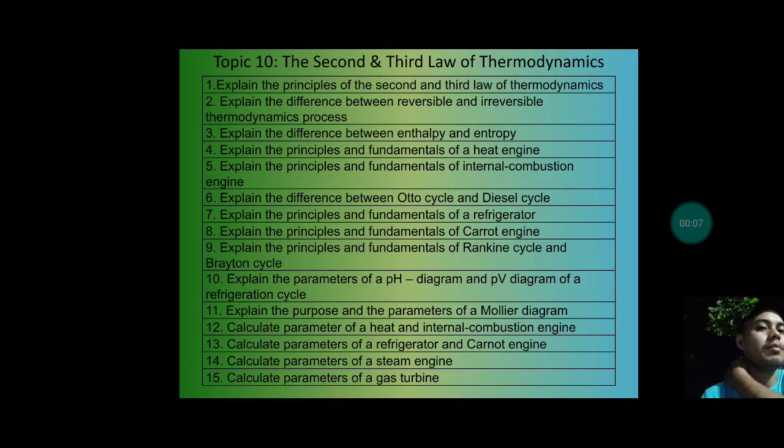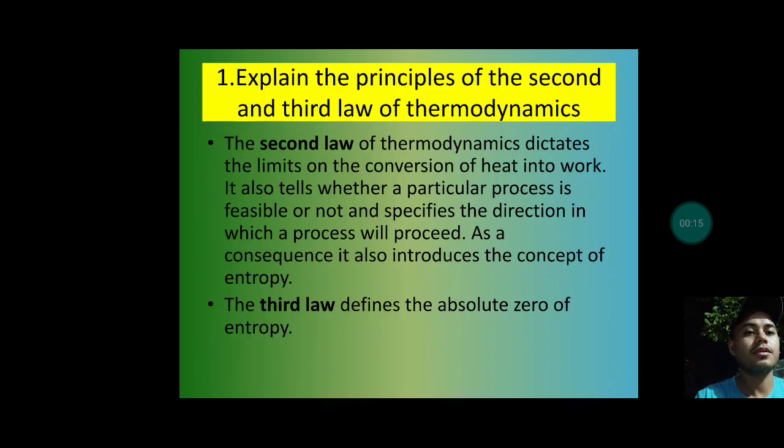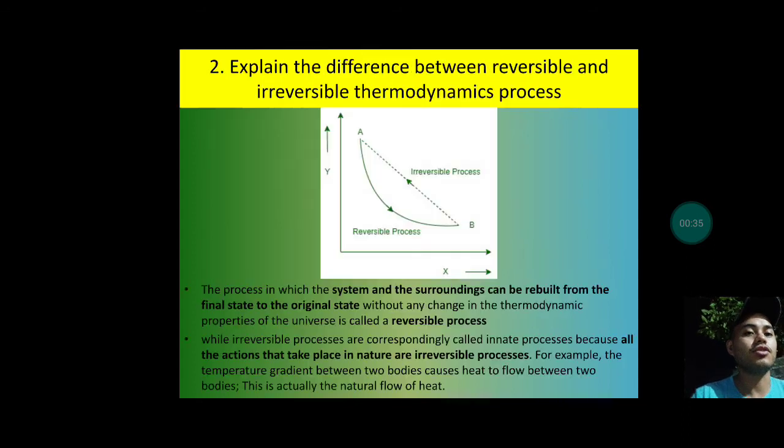So we will be discussing more on the second and third law of thermodynamics. The second law of thermodynamics dictates the limits on the conversion of heat into work. It also tells whether a particular process is feasible or not. As a consequence, it also introduces the concept of entropy, while the third law of thermodynamics defines the absolute zero of entropy.